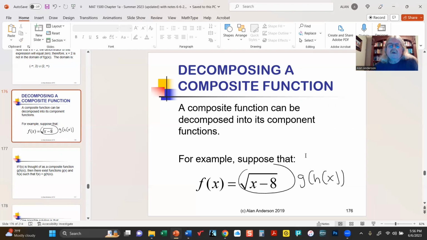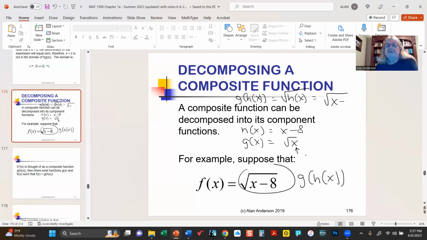And so what we're going to do is define h of x to be x minus 8. And then g of x is radical x. So you can see that g of h of x means all the x's in g are being replaced with h of x. So this is equal to radical h of x, or simply radical x minus 8.